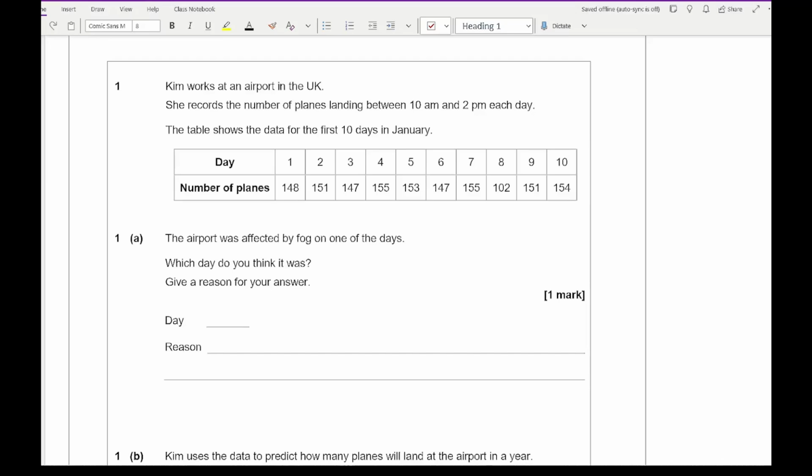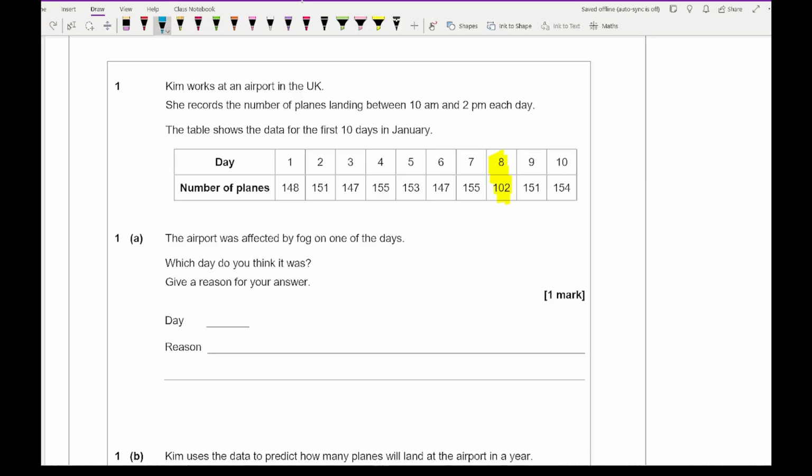So question 1 reads, Kim works at an airport in the UK. She records the number of planes landing between 10 AM and 2 PM each day. The table shows the data for the first 10 days in January, and question 1A says the airport was affected by fog on one of these days. Which day do you think it was? Give reasons for your answer. So here, if it's been affected by fog, that means there's going to be less planes. So we're looking for the day where fewer planes landed, and that is going to be day 8.